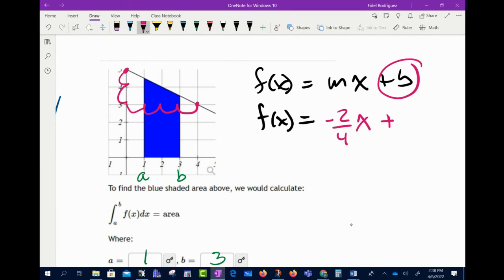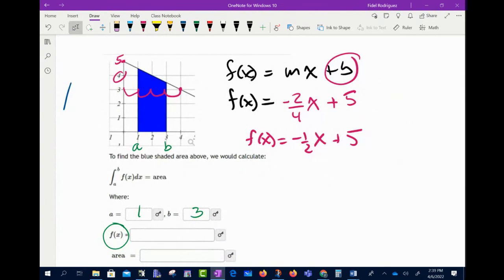Now remember what b is. B is the y-intercept. It's where it hits the y-axis. Where do I hit the y-axis? If this is 4, don't I hit it at 5? Okay. So look, y'all, I'm going to write f of x equals negative 1/2 x plus 5. That is going to be my f of x. So right here, negative 1/2 x plus 5.